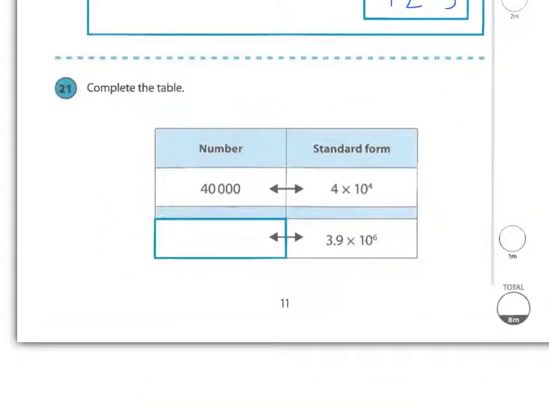Complete this table. I need to write the standard form 3.9 times 10 to the 6 as an ordinary number. Now this really is 3.9 times a million, because it's got 6 zeros. So what I would then have to do is move my digits 6 places to the left, making them bigger, and my overall answer will be 3,900,000. And I just realised in my initial million there I missed out a 0.